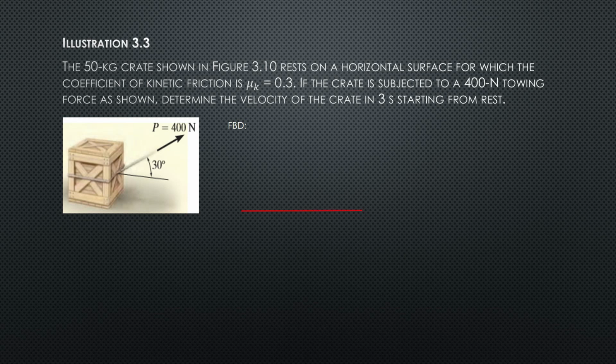So that is the horizontal plane where the crate will slide, and this serves as the crate. Now there's a towing force, 400 newtons, at 30 degrees, just like drawing it in a front view. Let's say there's a person here pulling this crate at an angle of 30 degrees with a force of 400 newtons.